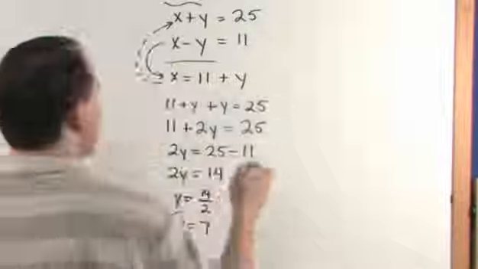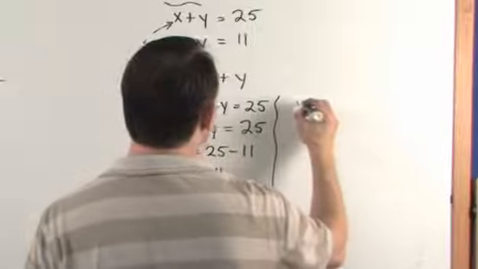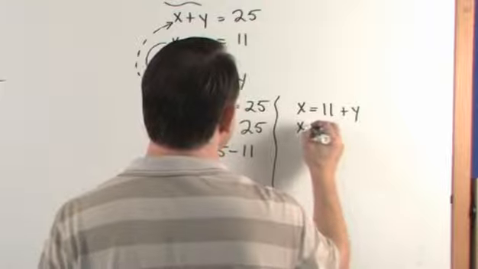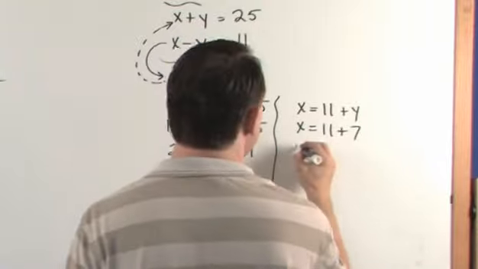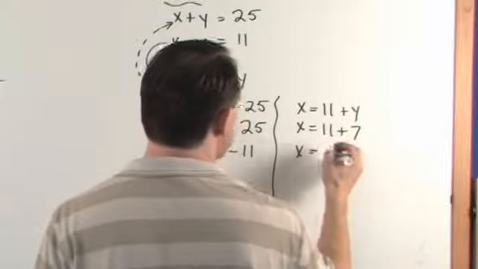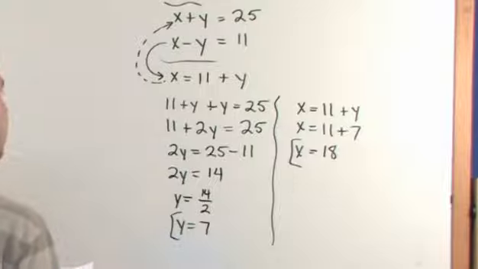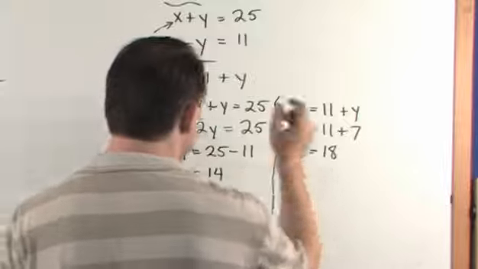Now how do we find x? Well, we have to take this value for y and plug it back into one of the other equations we had. 11 plus y, so x is going to be equal to 11 plus 7. We just take it and plug it back in. X is going to be equal to 11 plus 7, which is 18. Okay? So we think we found our two numbers. Y is equal to 7, just one of the numbers, and the other number is going to be 18.